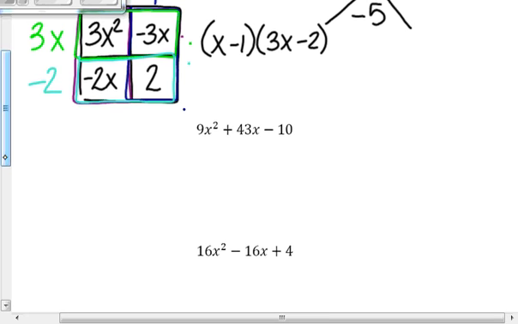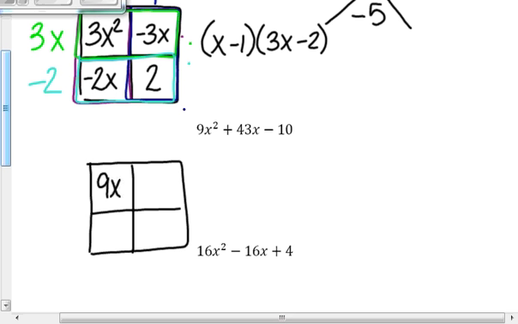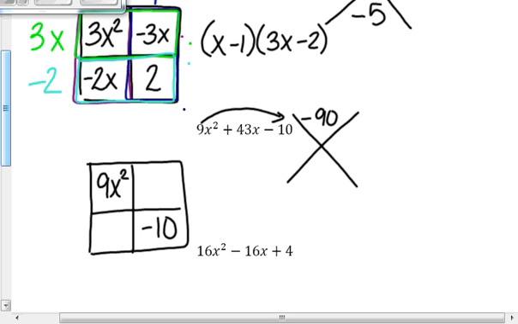Okay, so let's look at another one. Again, we'll draw our box out. First term in the first box, last term in the last box. And again, we need to find factors of our leading coefficient times our constant, which is -90. So what factors of -90 subtract to give us 43? Well, 45 times 2 gives us 90, and 45 minus 2 gives us 43. So 45 and 2. Our largest term gets the sign of our middle term, so 45 will be positive and 2 will be negative. So we get a -2 in, and we get a positive 45 in.